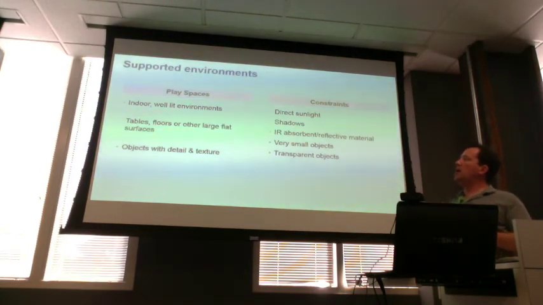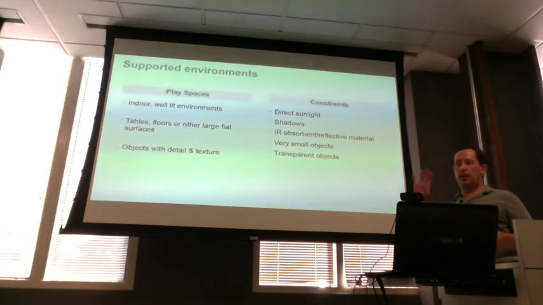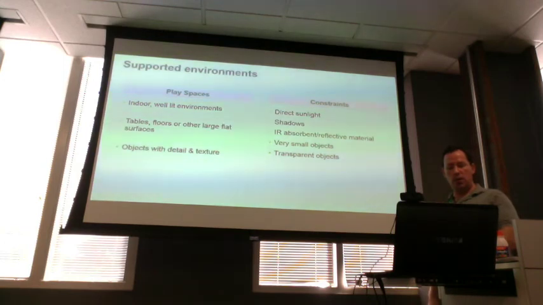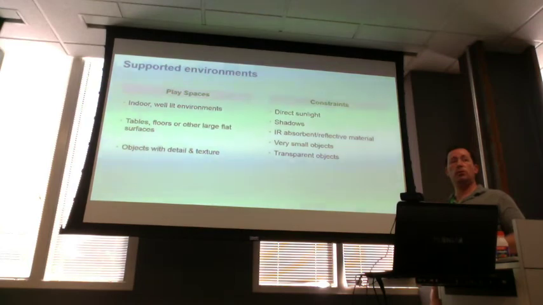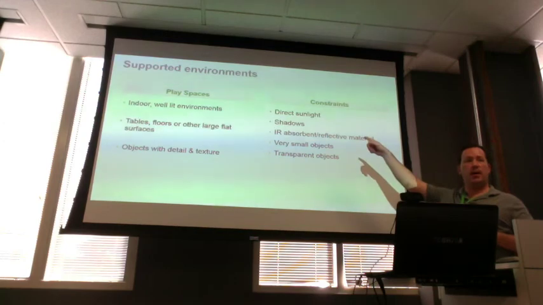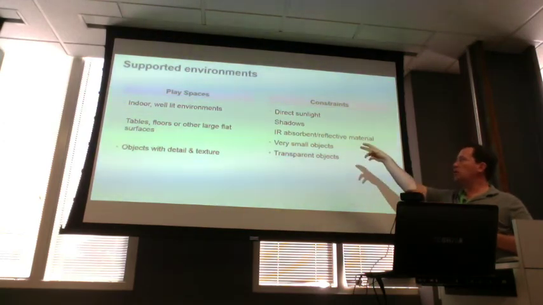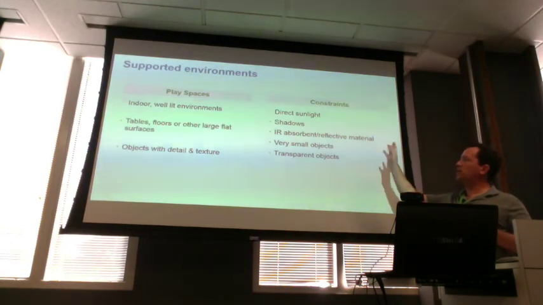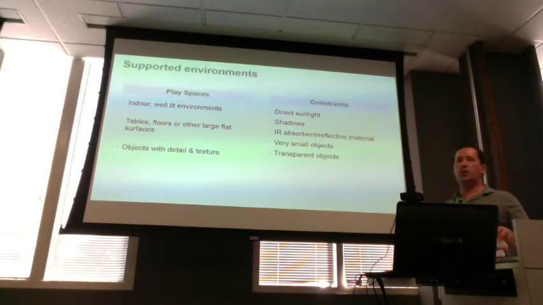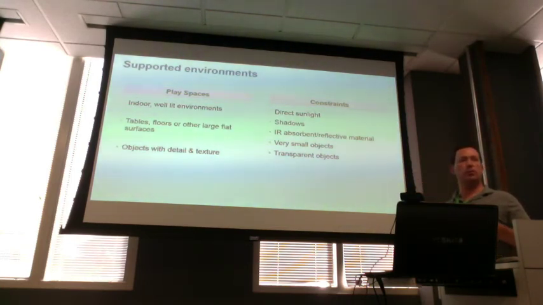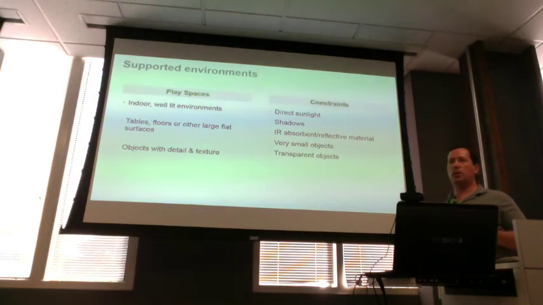Some of the constraints: this is basically what you want to keep in mind with any form of augmented reality, that the features of the target you're using are what enable it to be recognized and tracked, so when you remove those, you reduce your ability to track effectively. Direct sunlight knocks out features because it introduces glare. Shadows knock out features because they're too dark and you can't see the features. IR absorbent or reflective materials, which is specific to Capri, introduce noise to the IR signal. Very small objects fall below the resolution of the mapping, and transparent objects don't reflect features.